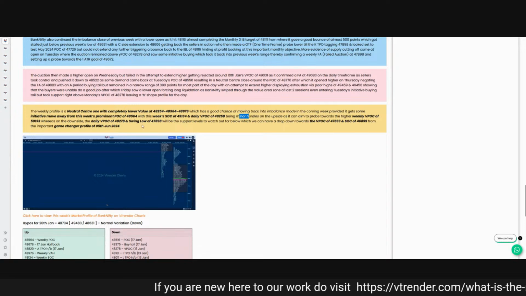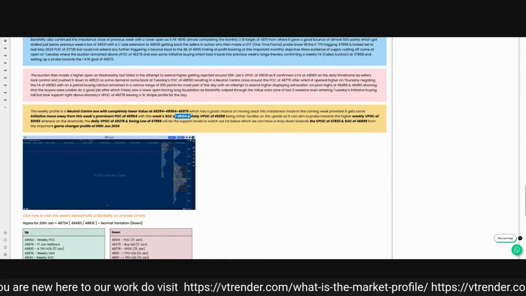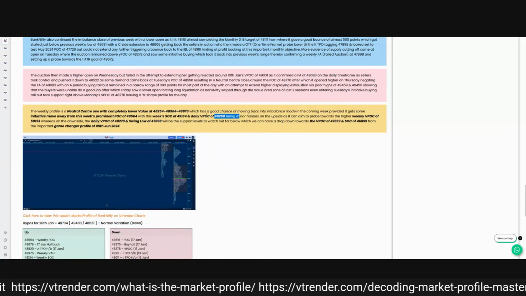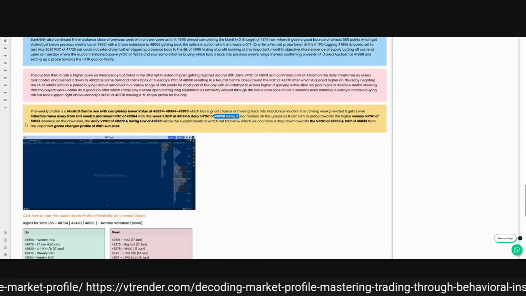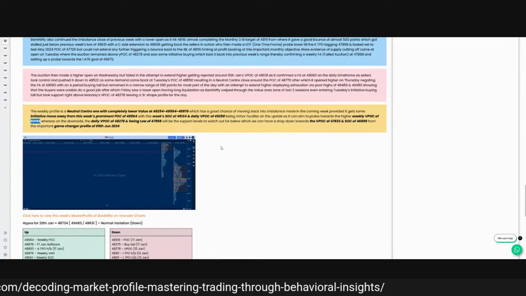So what we have done is we have got an initiative move above this. We have taken 49134 out and even this 49258 out. So we have closed above these two references. So we are definitely looking good for going for this 5193. But yes, we will have to stay above the latest reference.